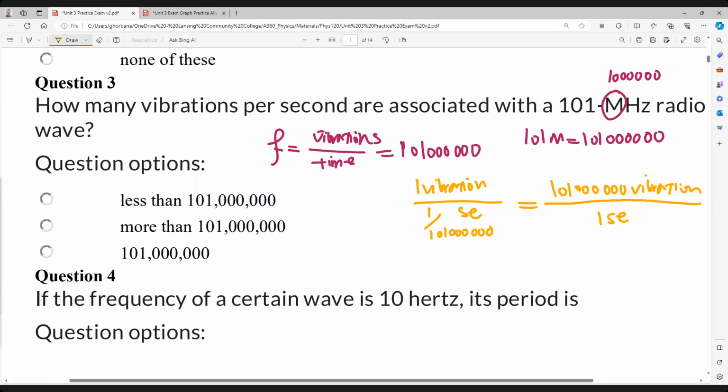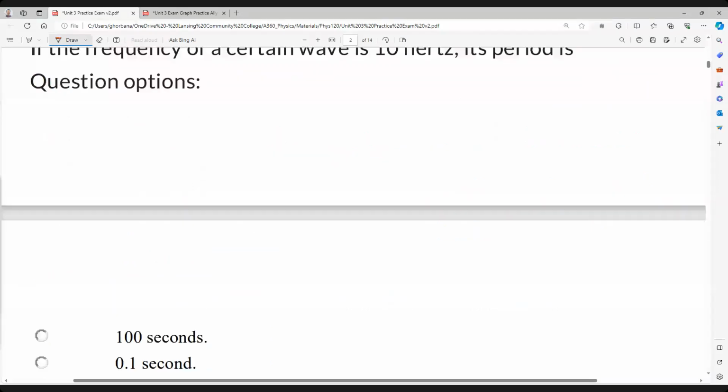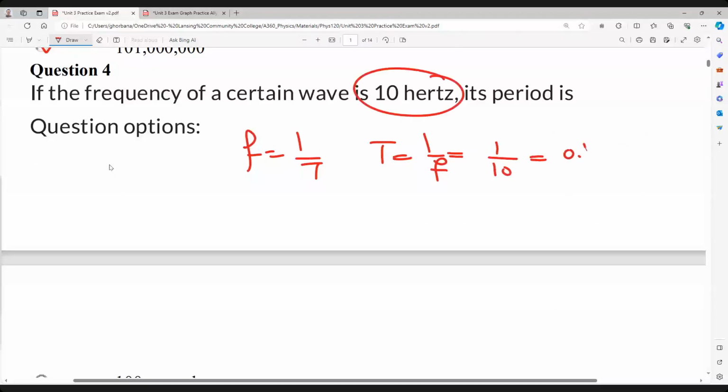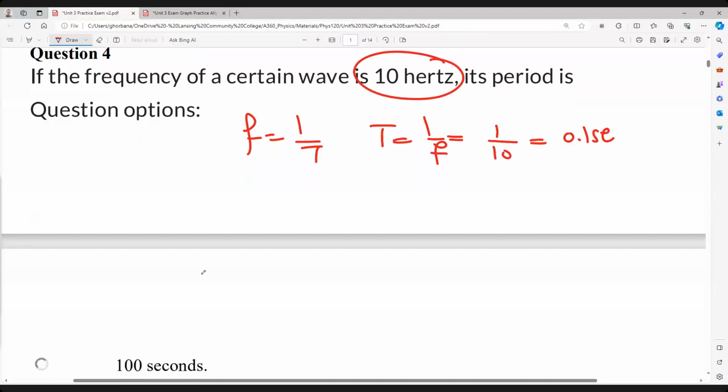Okay, question number 4. If the frequency of a certain wave is 10 hertz, what is its period? So again, T is 1 over frequency. They are inversely related to each other. So we already have the frequency. The frequency is 10 hertz. So I just need to use this formula. 1 over 10 is going to be 0.1 second. Yep. So what is the right answer then? It's going to be 0.1 second.